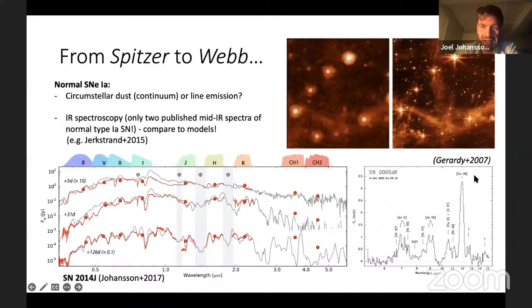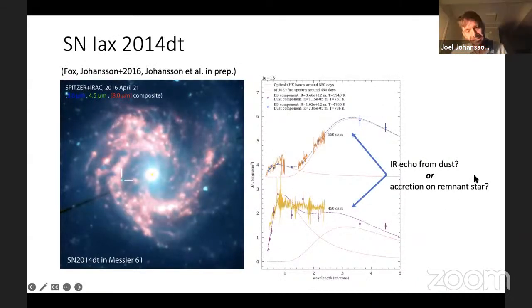Then I will quickly jump through some individual weirdos that we found with Spitzer. So 2014dt was a peculiar type Ia dubbed Iax. These are thought to be weak explosions of white dwarfs, but the explosions are not strong enough to disrupt the star. So you're left with a bound remnant star.